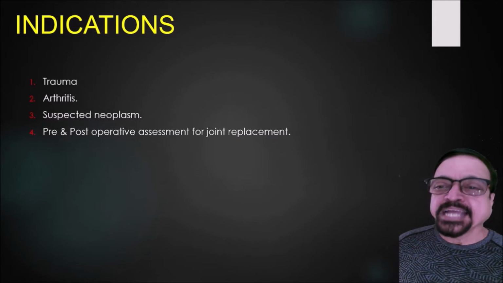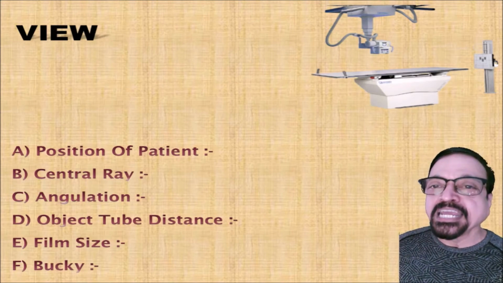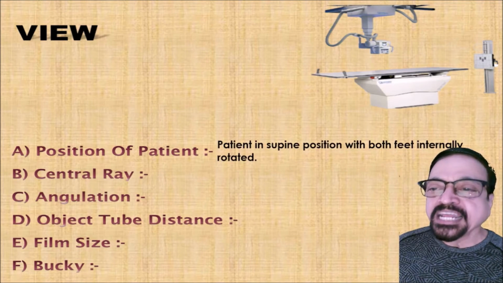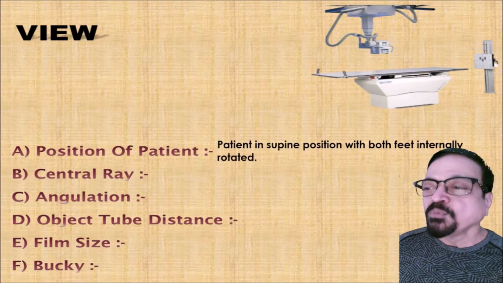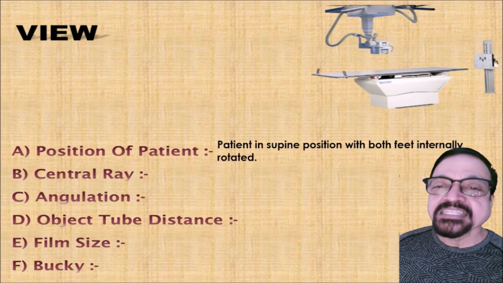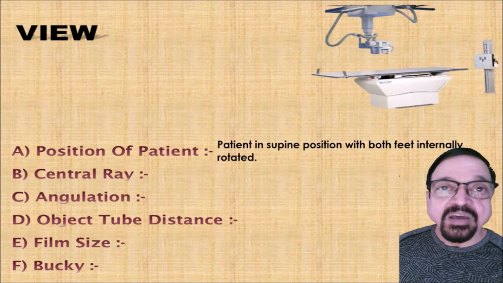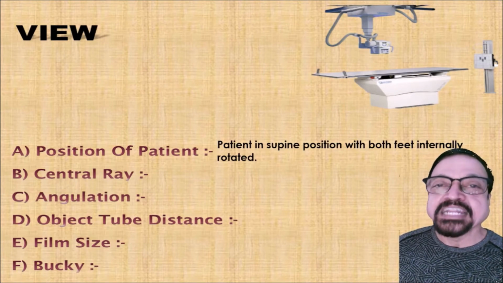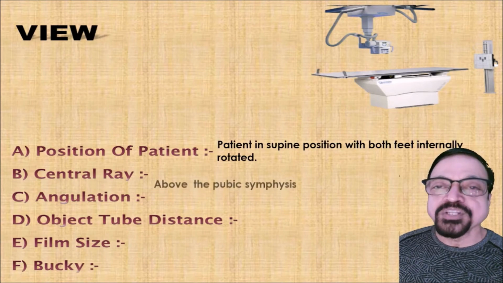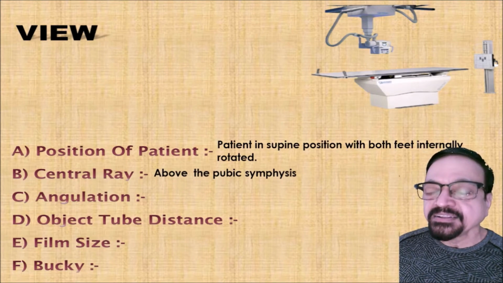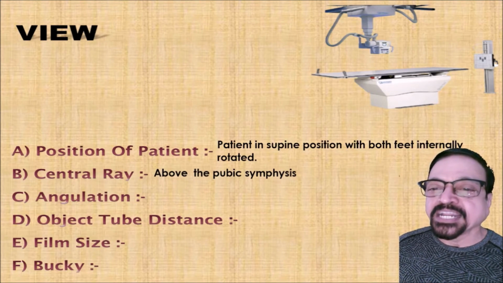Now pre and post operative assessment of the joint replacement, particularly the hip joint, is another reason we have to take these radiographs. The patient can be in supine position with both feet internally rotated. It's the most important thing that the patient's both feet should be internally rotated. If that is not done, we will not get proper visualization of the neck, and it will be difficult to interpret whether there is any pathology regarding the neck of the femur. So the technologist has to take care that the feet are internally rotated.